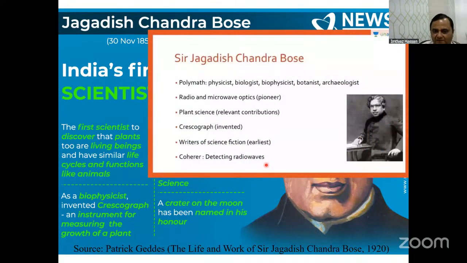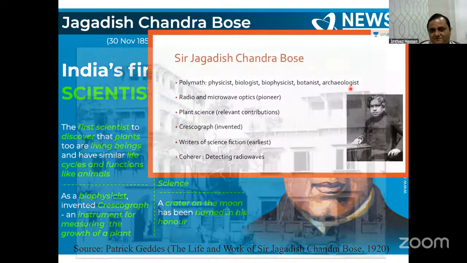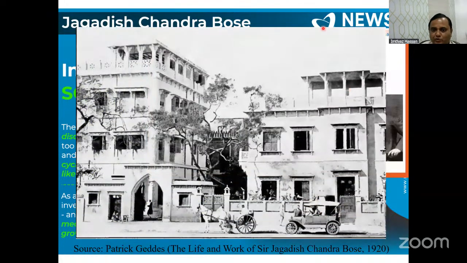And these are some contributions you can see here, in different fields he has done a lot, and if you see, he's a physicist, biologist, biophysicist, botanist, and archaeologist. And the Bose Institute in Calcutta is named after him.